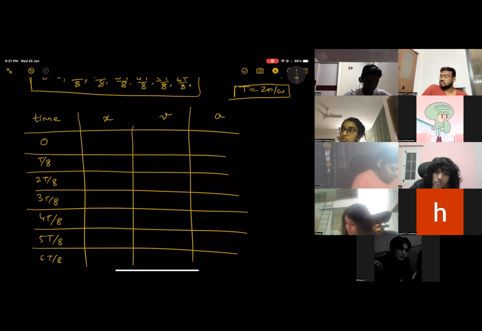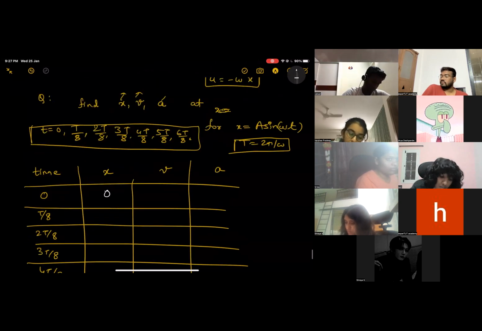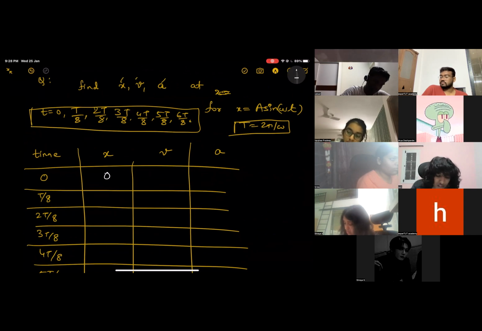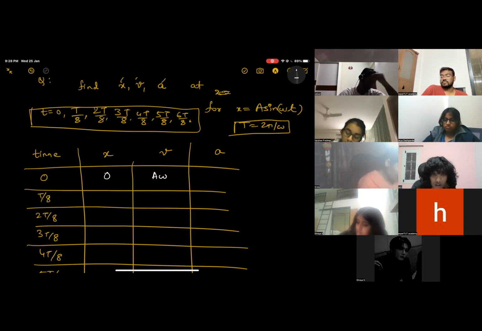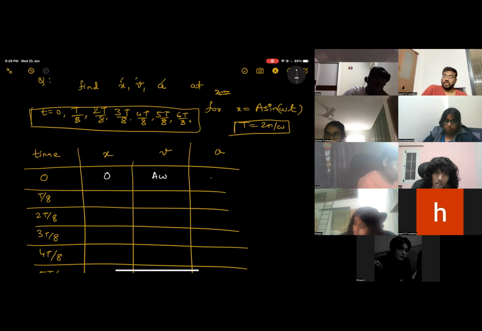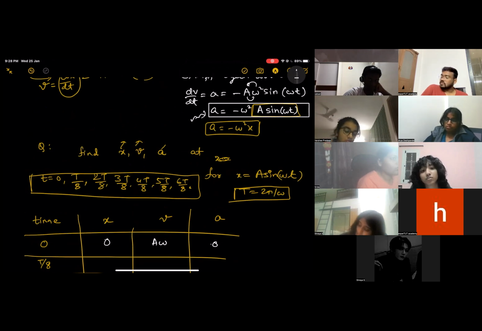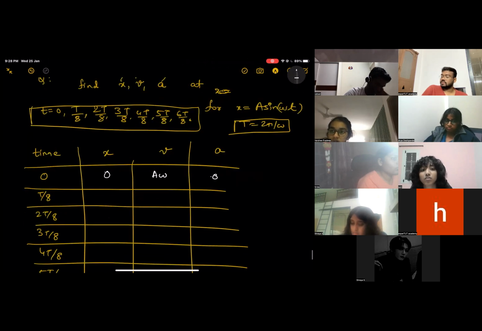Tell me the first line, the zero one. So x equals 0. For velocity, use a omega cos omega t and put in the value, so you get a omega. For acceleration, you get minus omega square a sin omega t, which is 0. You can also use minus omega square times x, and you already have x, so it is 0.